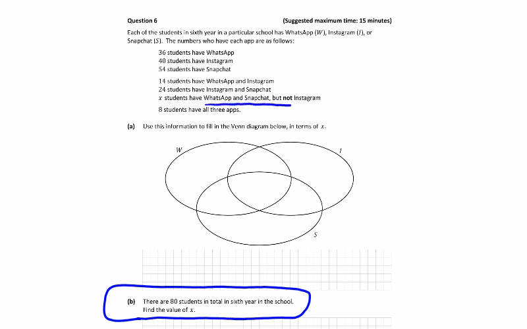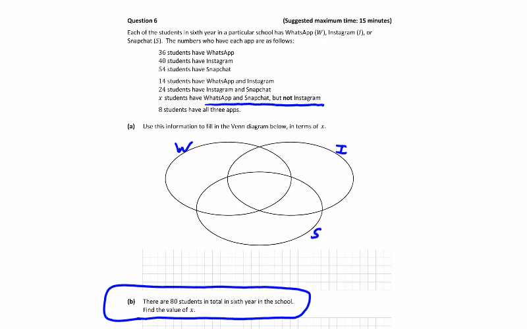In this question, we have a 3 sets question. Find the value of x, just looking down to part B. So this whole video will have a variety of the types of questions that you can have. X have WhatsApp and Snapchat, but not Instagram. So here we have WhatsApp, Instagram, and Snapchat. So X is the key to this one.